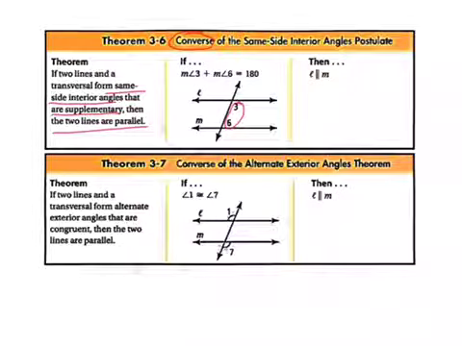Theorem 3.7, converse of the alternate exterior angles theorem, states that if two lines and a transversal form alternate exterior angles that are congruent, then your lines have to be parallel. So if you can show that the two alternate exterior angles are congruent, then the lines that they're created by must be parallel.